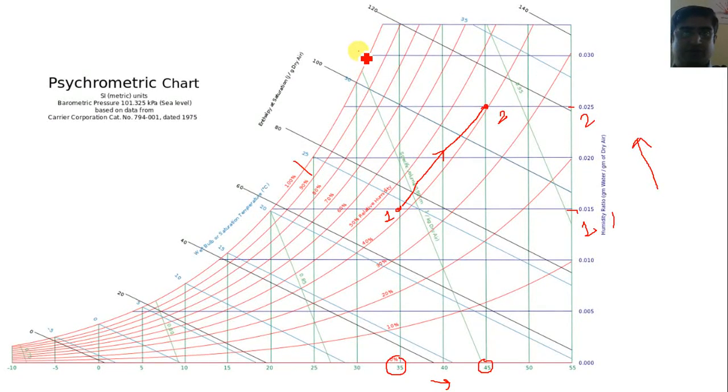Here also the value of wet bulb temperature gets increased, and also the value of specific enthalpy gets increased. And here you can see the value of relative humidity, which gets slightly decreased. At point 2 its value is near about 40%, but in the case of the first one it is more than 40%. So you can see the value of relative humidity gets decreased.